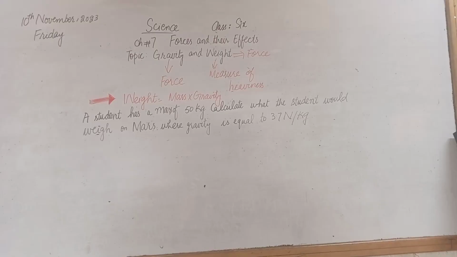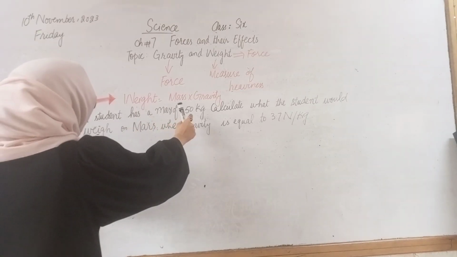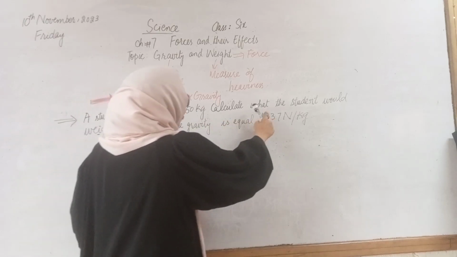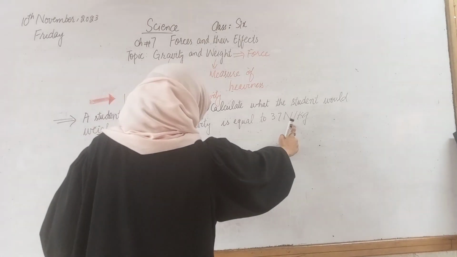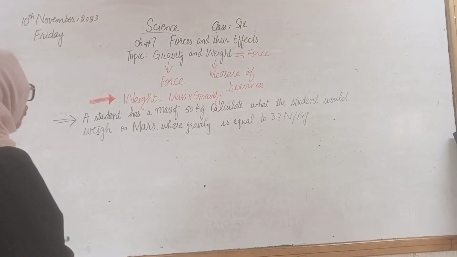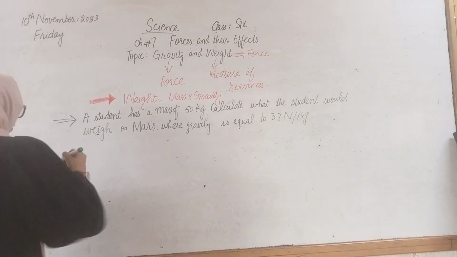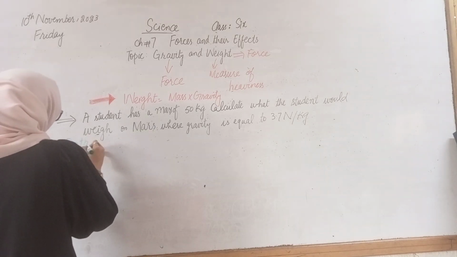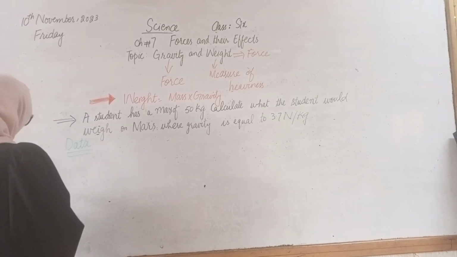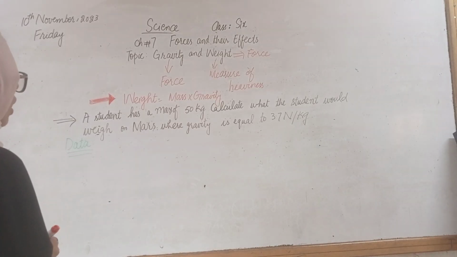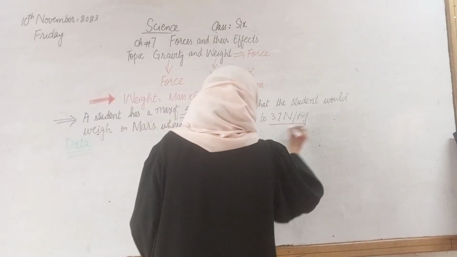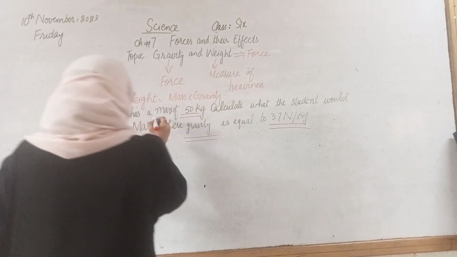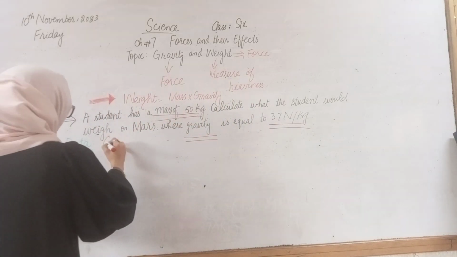as it has importance. Then the same example, that is, a student has a mass of 50 kilograms. Calculate what the student would weigh on Mars, where gravity is equal to 3.7 Newton per kilogram. You know that we will follow the same format. We will first derive the data, and in data we will write the given and required. We have given the mass of the student, okay, and we have given the gravity, that is 3.7 Newton per kilogram. We have given two things.